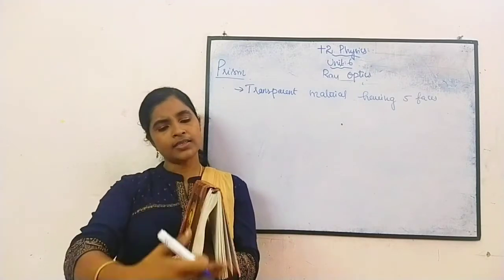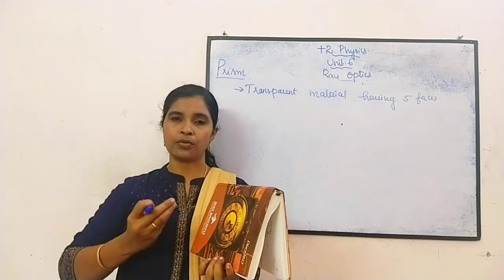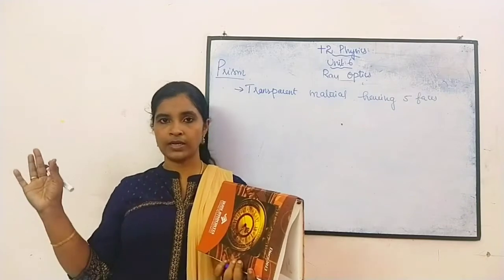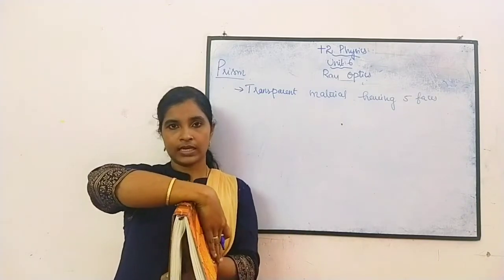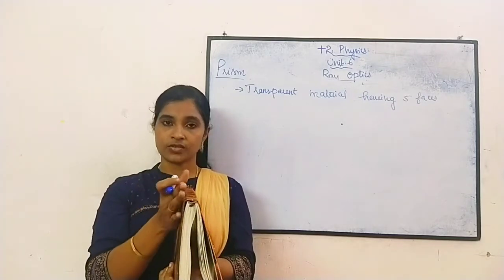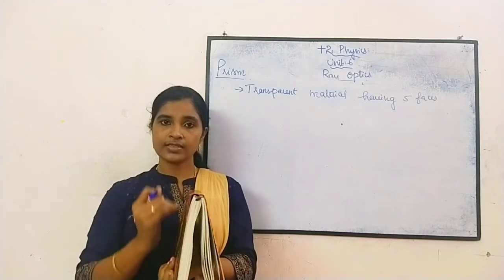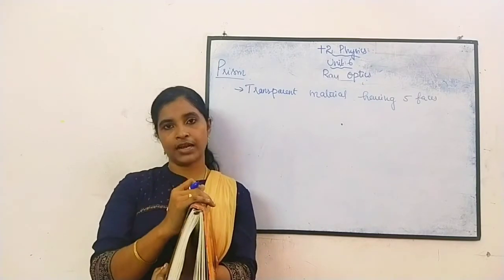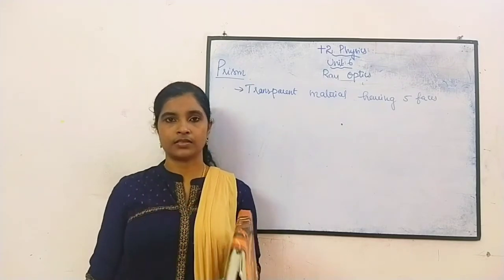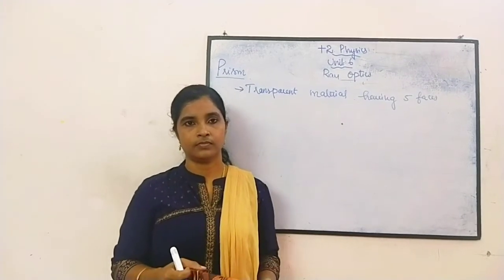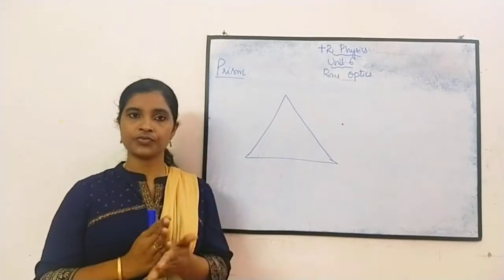All the other surfaces may be plain, rough, or broken, whatever, it is not a problem at all. Why? Because we are considering only these 2 surfaces. Clear? So what is a prism? It is a transparent material having 5 faces. Of these, only 2 faces have light incident and refracted, and these 2 surfaces are called refracting surfaces. So 2 inclined refracting surfaces form a prism.